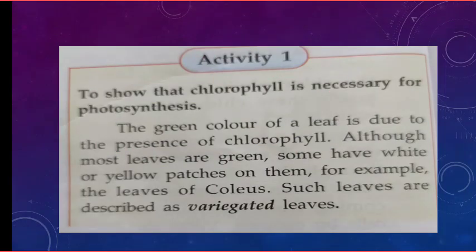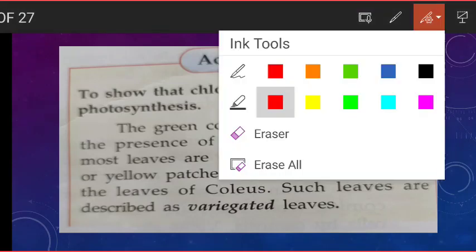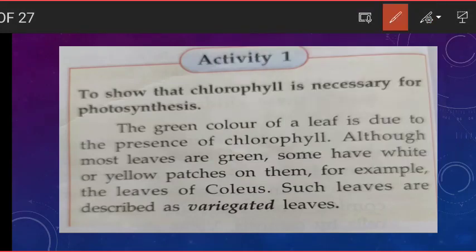For this, here is one activity that I am going to explain to show that chlorophyll is necessary for photosynthesis. The green color of a leaf is due to the presence of chlorophyll. Although most leaves are green, some have white or yellow patches on them. You must have seen the white or yellow patches on a leaf, for example, the leaf of the coleus.